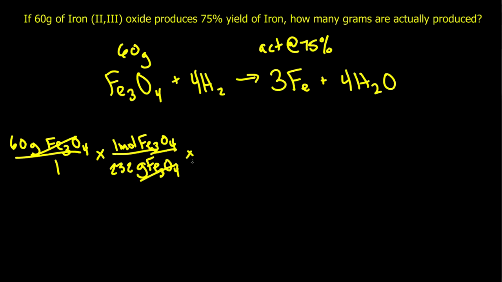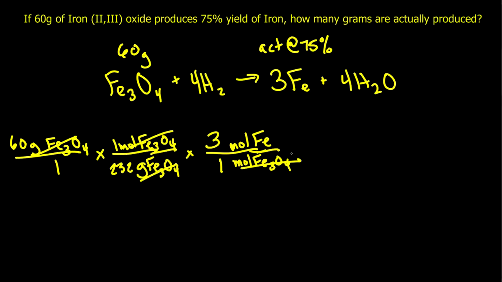Once I got moles of it, I got to convert it to moles of iron. So moles of iron will be on top. Moles of Fe3O4 go on bottom. Now I need some values here. That's going to be our balanced equation. So there's 1 Fe3O4 for every 3 irons. That cancels out those moles.